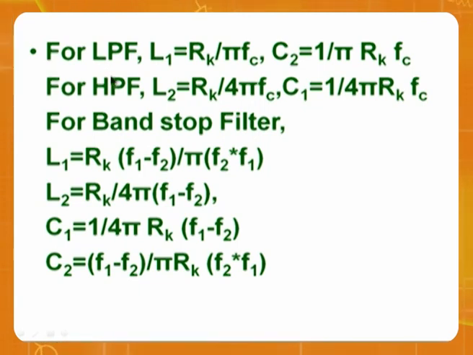Equations are also the same. For low pass and high pass, we already know the equations. Then what you can think is L1 and C2. They become low pass. That's why pi and pi. C1 and L2 become high pass. They become 4 pi, 4 pi. These are the design equations involved.